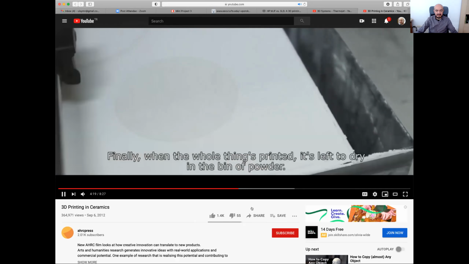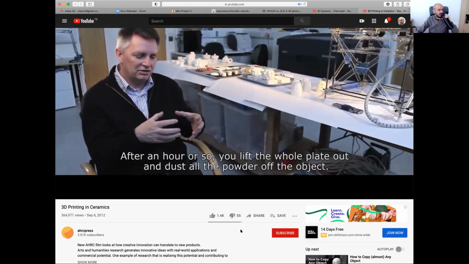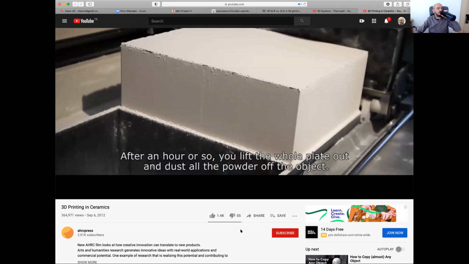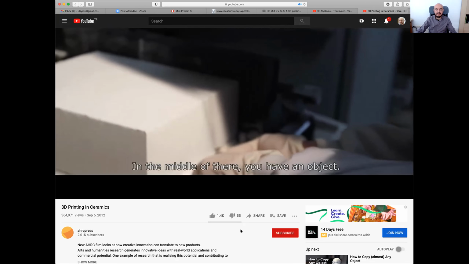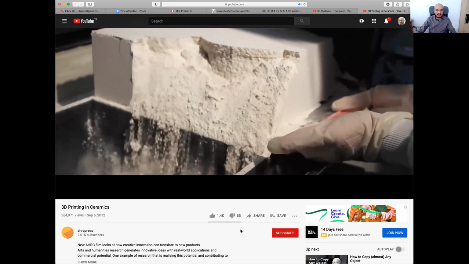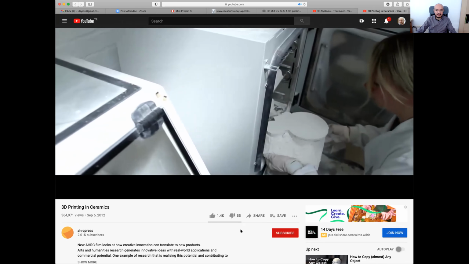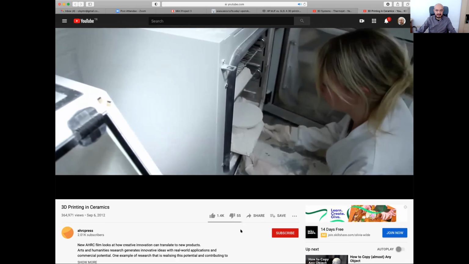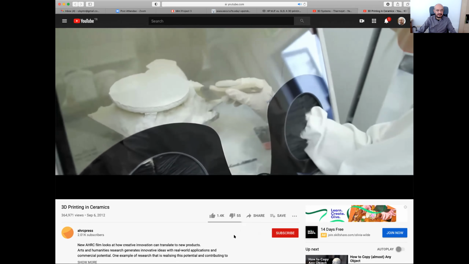Finally, when the whole thing's printed, it's left to dry in the bin of powder, and then after an hour or so, you lift the whole plate out and dust all the powder off the object, and in the middle of there, you have an object. They are recycling the powder.